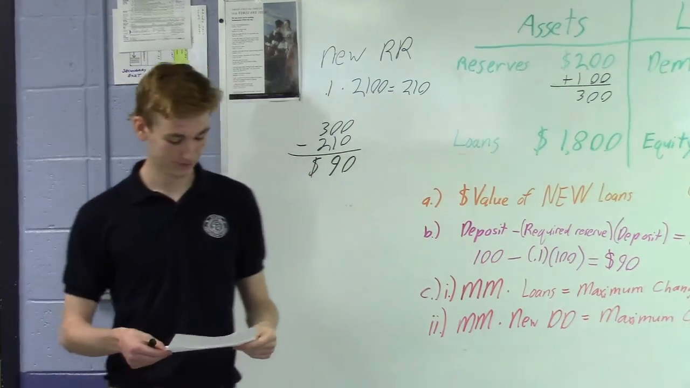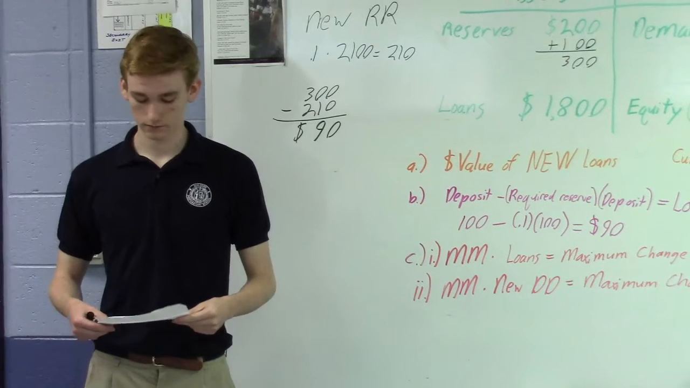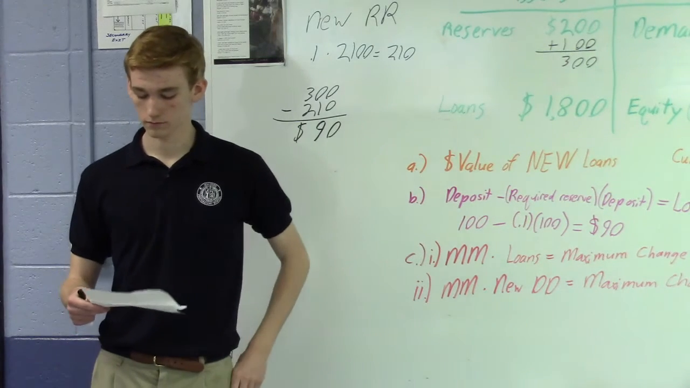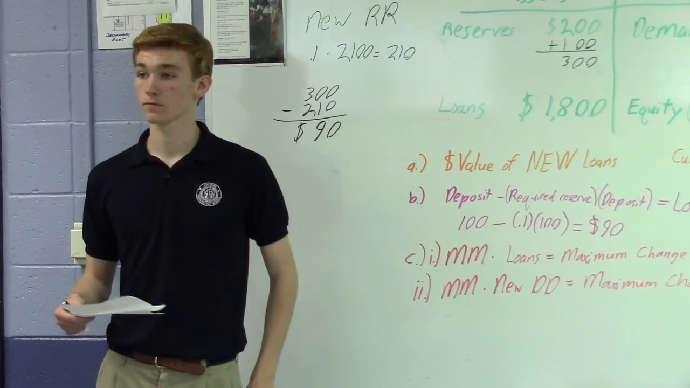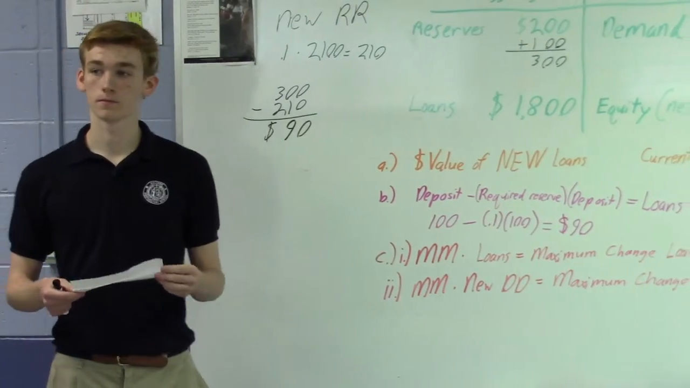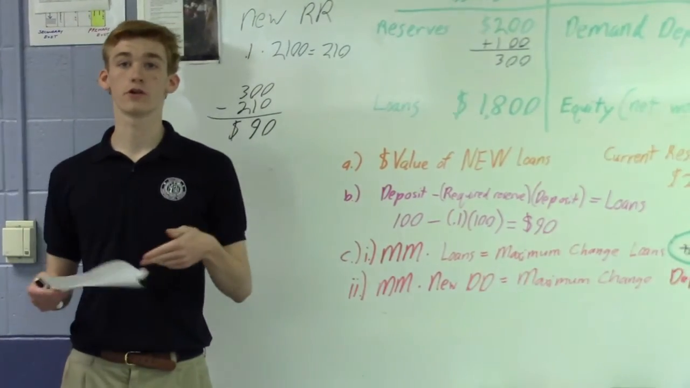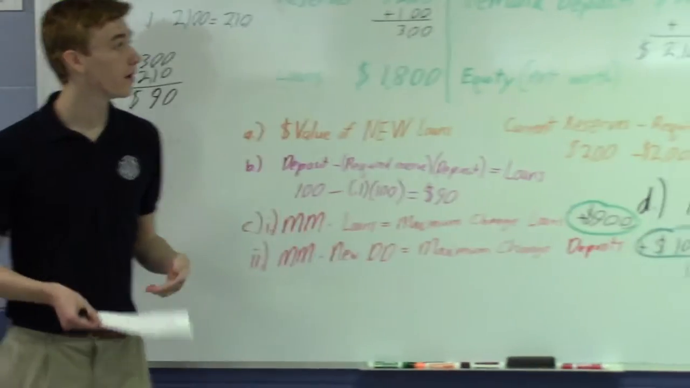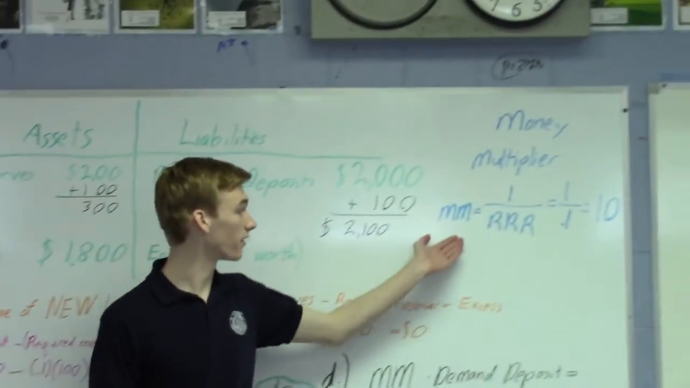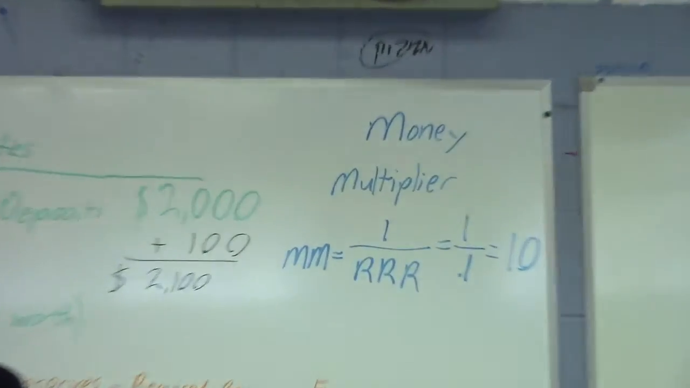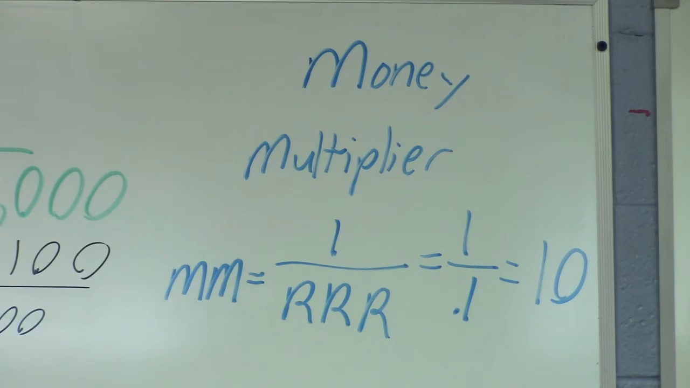As a result of Mr. Smith's 100 cash deposit, calculate the maximum change over time in each of the following in the banking system: loans and demand deposits. Now, for this question, you need to understand the concept of the money multiplier. The equation for that is right here, where the money multiplier is equal to 1 over the required reserve ratio, in this case 10%. So 1 over 10%, or 0.1, is 10.